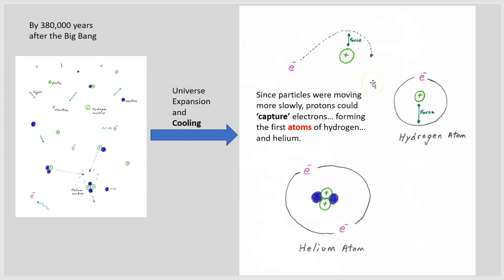So this is one of the forces in nature, the electromagnetic force. It's that force of attraction between oppositely charged particles. So we can think of the electrons, because the universe was cooling, the electrons and protons had slower motions, and that allowed the attractive force to capture electrons, and we have the formation of a hydrogen atom. Down here we have a helium atom. So the nucleus of the helium atom could capture 2 electrons, and that's the structure of the helium atom.